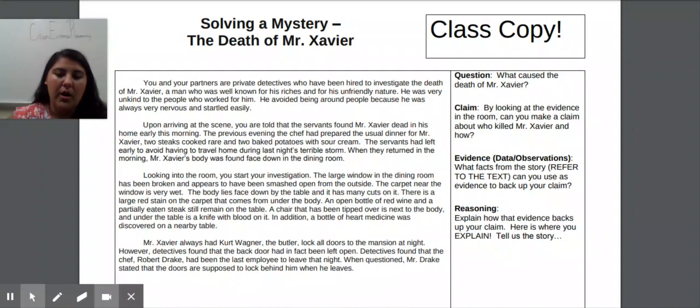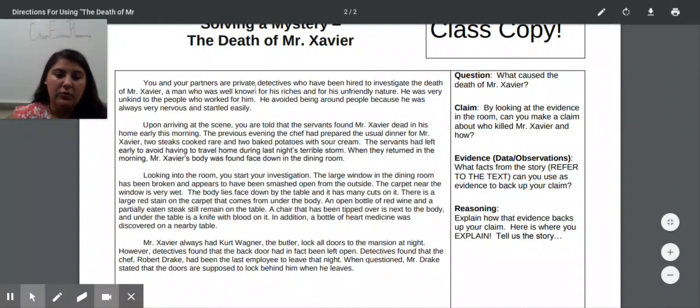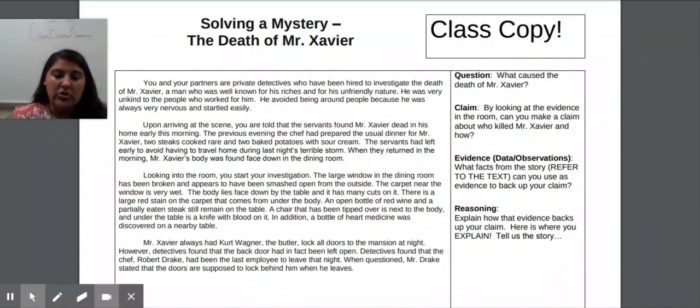In addition, a bottle of heart medicine was discovered on a nearby table. Mr. Xavier always had Kurt Wagner, the butler, lock all doors to the mansion at night. However, detectives found that the back door had in fact been left open. Detectives found that the chef, Robert Drake, had been the last employee to leave that night. When questioned, Mr. Drake stated that the doors are supposed to lock behind him when he leaves.